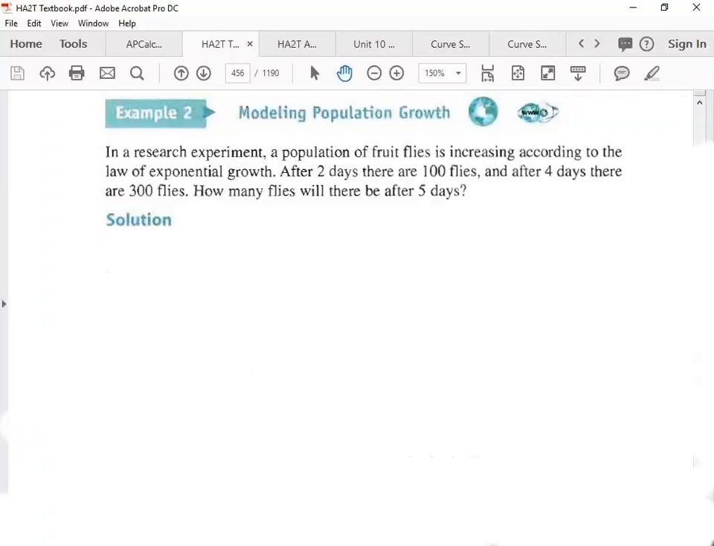All right, let's check this one out. In a research experiment, a population of fruit flies is increasing according to a law of exponential growth. Ooh, I know exponential growth. You guys remember exponential growth? Do you know exponential growth?